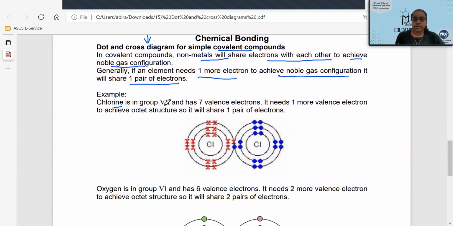Chlorine. Chlorine is in group 7 and thus it has 7 valence electrons. It needs one more valence electron to achieve octet structure, so it will share one pair of electrons. So this is the dot and cross diagram for chlorine, and chlorine looks like this. There is only one bond between two chlorine atoms.